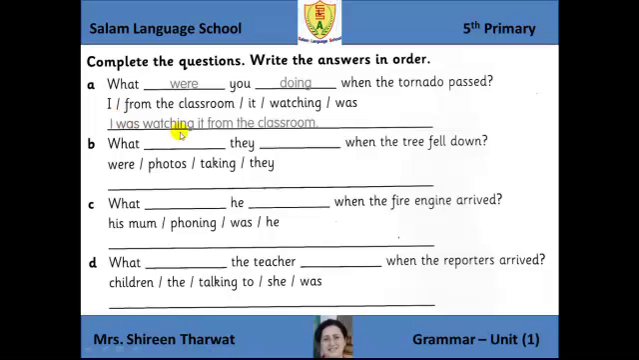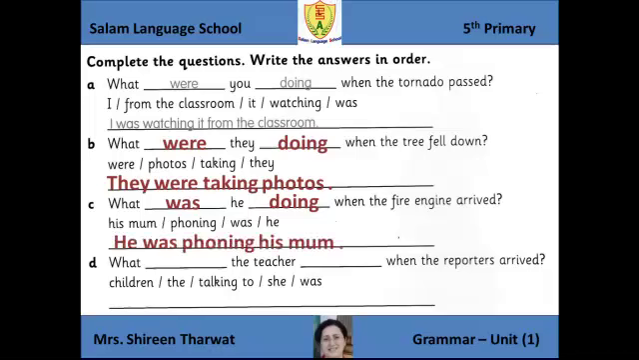Let's complete. Sentence B. What were they doing when the tree fell down? The answer, they were taking photos. Excellent. Sentence C. What was he doing when the fire engine arrived? Yes, he was phoning his mom. Excellent.